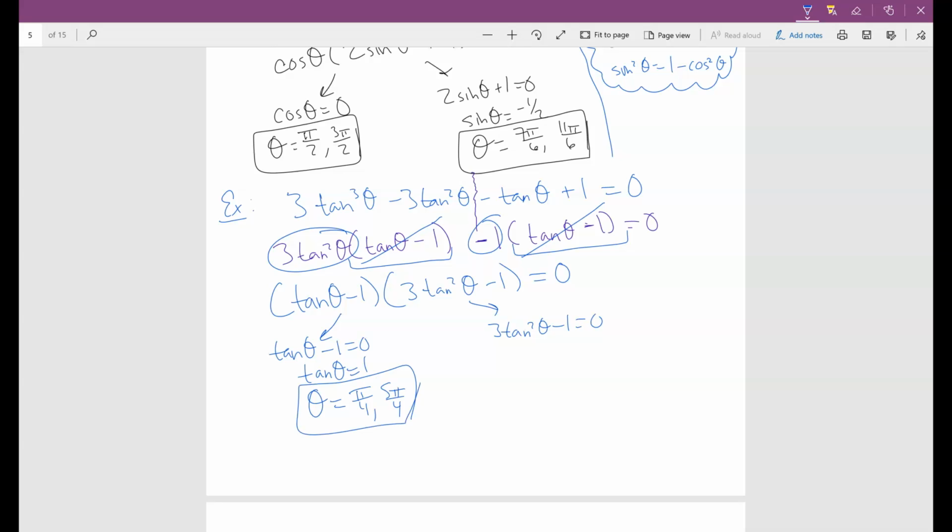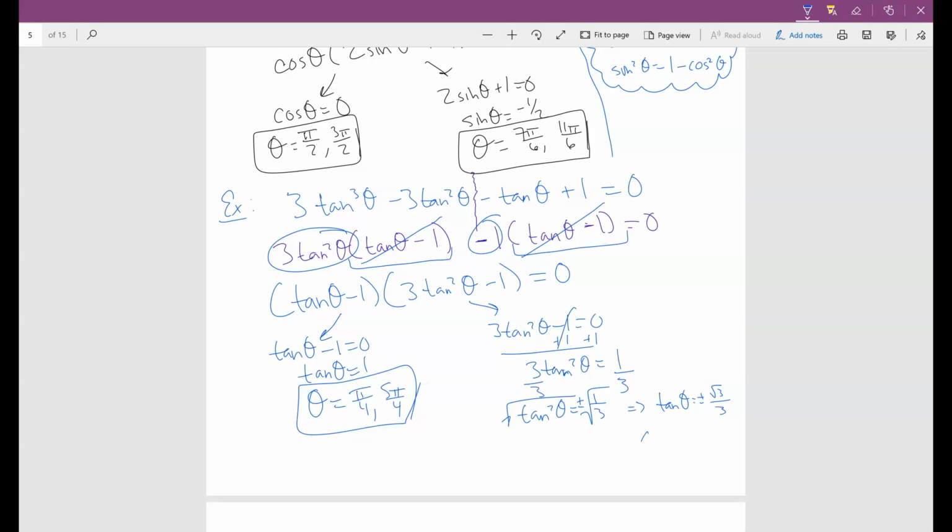Okay, and now this one. Let me add 1. So you get 3 tangent squared of theta equals 1, divided by 3. You get tangent squared theta is equal to 1 over 3. Take the square root of both sides with a plus or minus. It's going to give me tangent of theta is equal to plus or minus, and I rationalize that, so it's square root of 3 over 3.